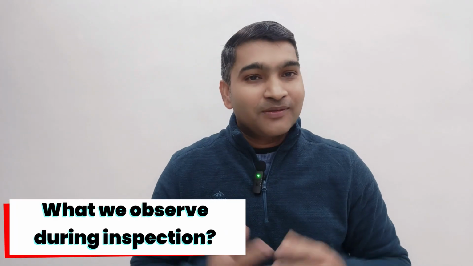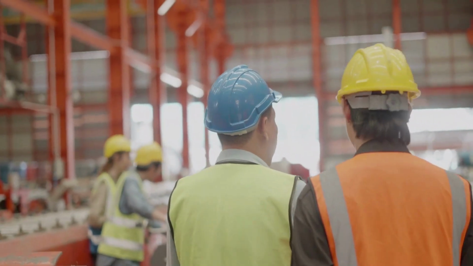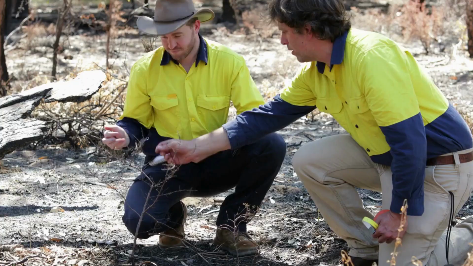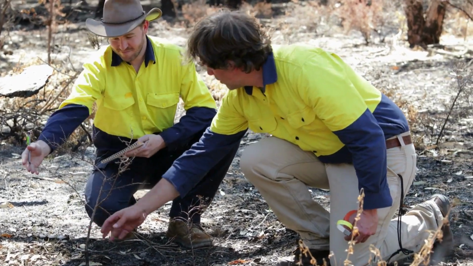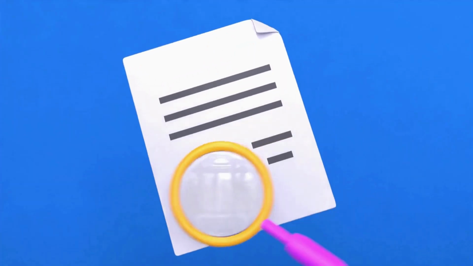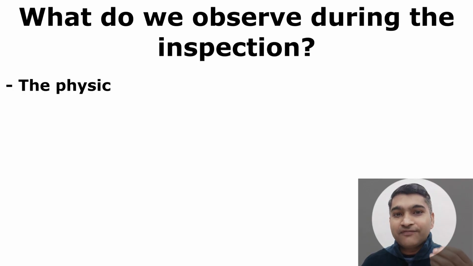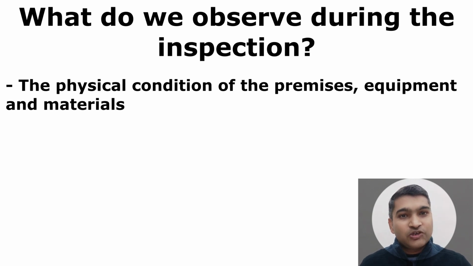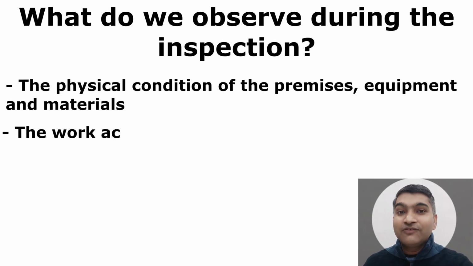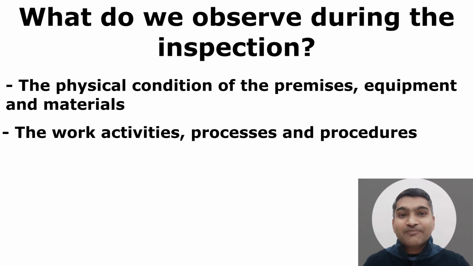All right, it's enough being a detective. Now let's come back to the topic and understand a few basics on what we are going to observe in the field when you're doing an inspection. When you conduct an HSE observation or safety inspection, what do we do? We walk around the site or workplace. We carefully observe or assess the general conditions or specific aspects of safety, health, and environment. For example, the physical condition of the premises, equipment, and material, the work activities, processes, and procedures.